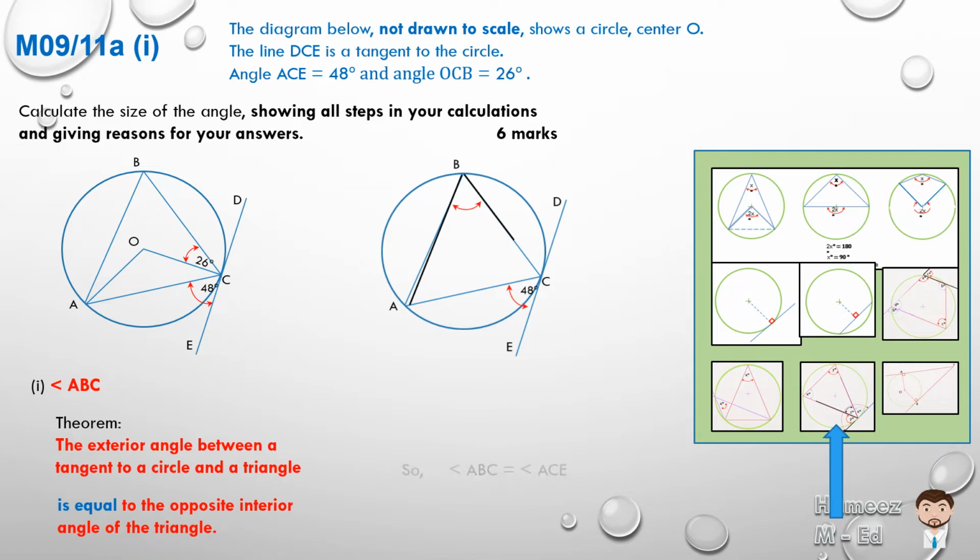So we can see the angle on the outside, on the exterior, is equal to the opposite interior angle. So what do we gather from that? That the angle ABC, which is on the interior opposite, is equal to the angle ACE, which is the angle on the exterior. Thus, angle ABC is equal to 48 degrees. And we solve the question.